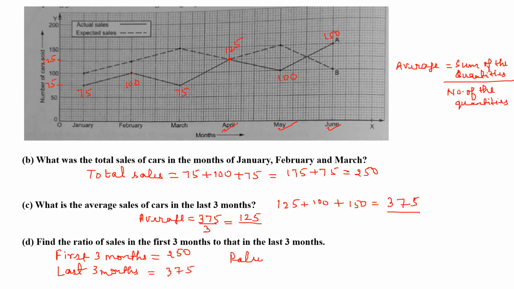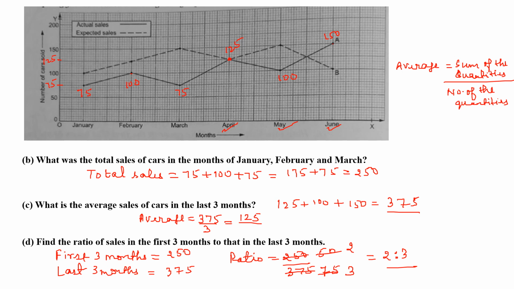So ratio will be equal to 250 divided by 375. Now you have to reduce it. I can use 5 table. 5 times 50. And here 5 sevens are 35. And then now again 25 table. 25 times 2. 25 times 3. So I have got my ratio as 2:3. So this is your answer.